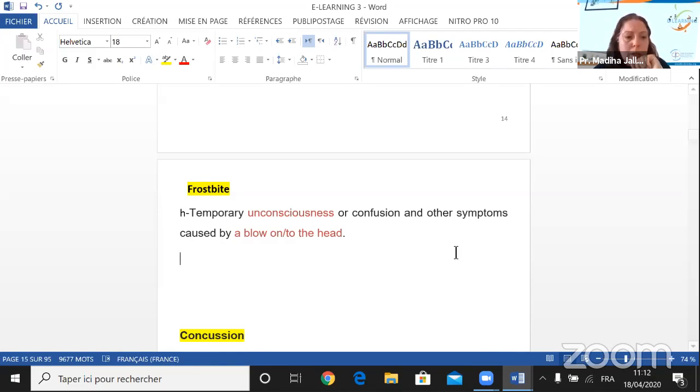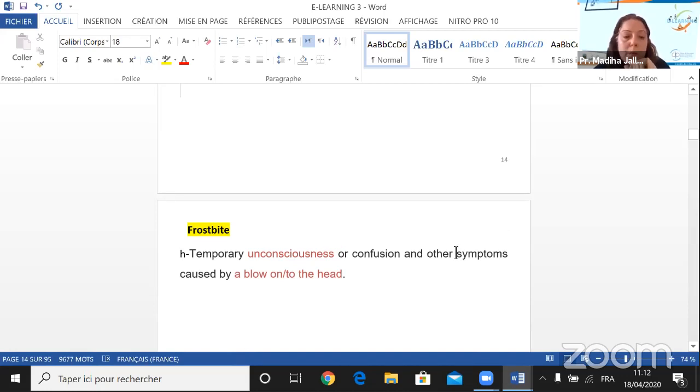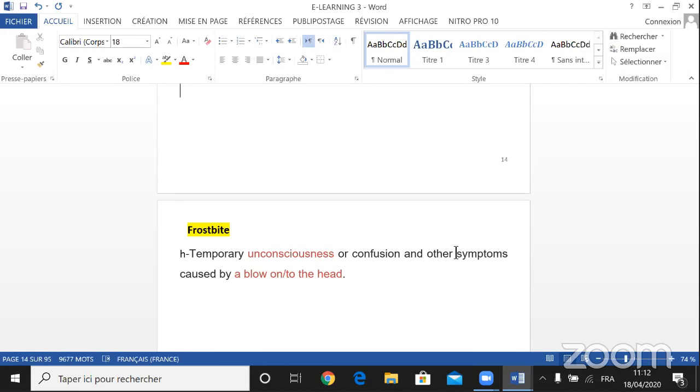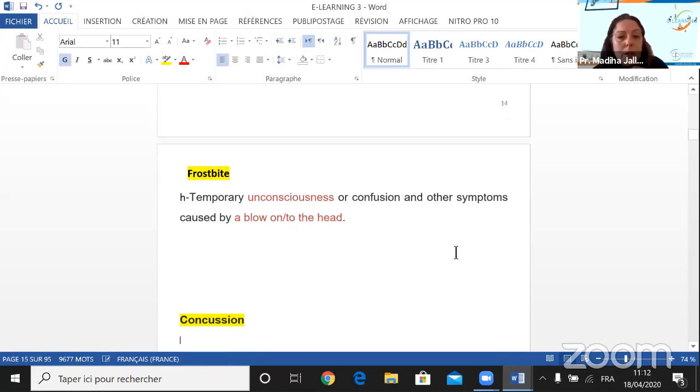The final one here, maybe the list is a bit longer. Okay, so it's a temporary unconsciousness or confusion and other symptoms. It is caused by a blow on the head. Imagine a blow to the head, which causes unconsciousness. Maybe you saw the answer. The word is a new one. We haven't seen it throughout this lesson. Do you know the word? Can you pronounce it? Concussion. Yeah, concussion. Concussion usually is a blow to the head that can cause unconsciousness and other symptoms.